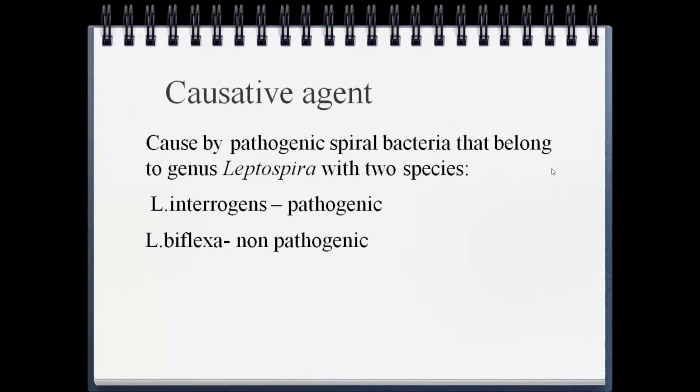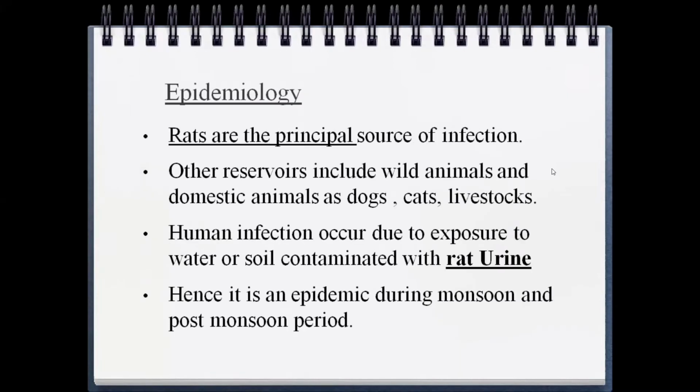Basically, the causative agent is a spiral bacteria that belongs to the genus Leptospira, and it has two species, Leptospira interrogans and Leptospira biflexa. And the pathogenic one is Leptospira interrogans. Okay, so we are going to deal with interrogans.